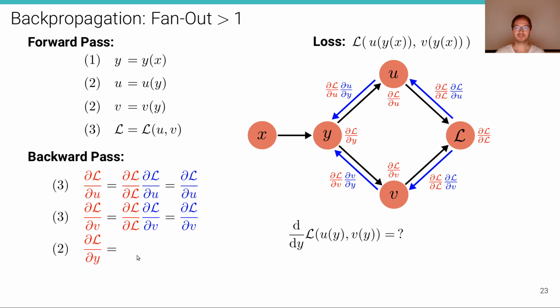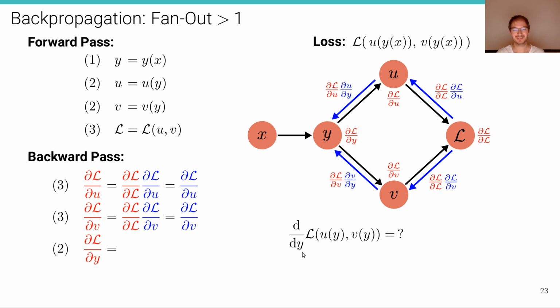Well, remember the multivariate chain rule that we've seen before. We have exactly the same situation here, right? If you look at this loss function, we have a loss that depends on y via two functions, u and v. Both u and v depend on y. So if I ignore the argument of y, x here, this is what this loss function would read: L of u of y and v of y.